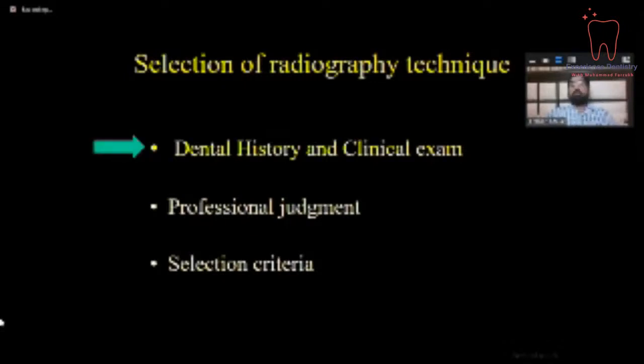And I think that every one of you is familiar with taking the dental history and clinical examination: what is the size of the mouth, what is the age of the patient, what is the size of the jaws, the tongue size, the size of the cheek, and why you are going to take this radiograph. What is the history, is there any infection, any ulceration, any tumor, any elevation, or any trauma in the oral cavity? You are going to have a proper look during the clinical examination.